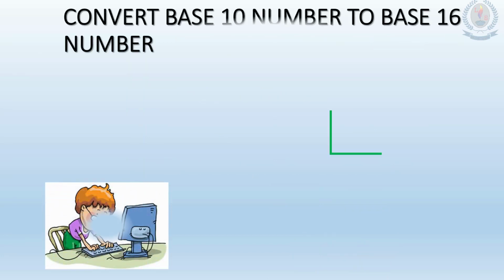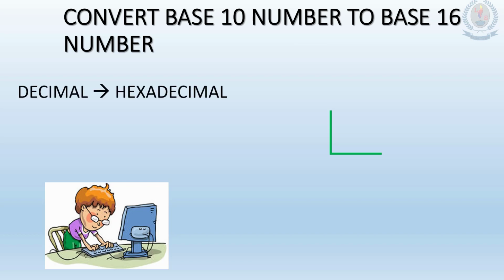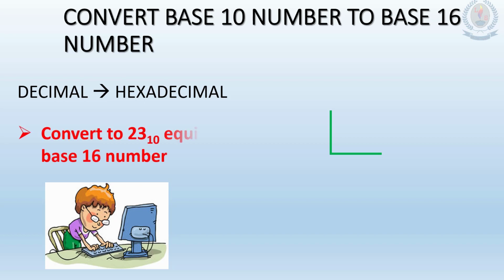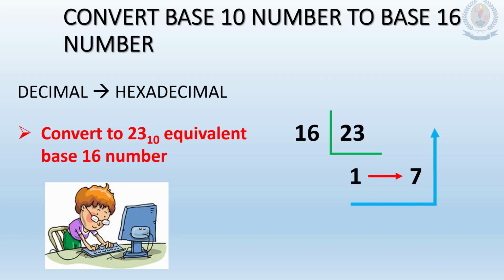And next, convert base 10 numbers to hexadecimal numbers. Base 16 numbers means the hexadecimal number. So simply you are converting decimal numbers to hexadecimal numbers. So convert 23 into hexadecimal.